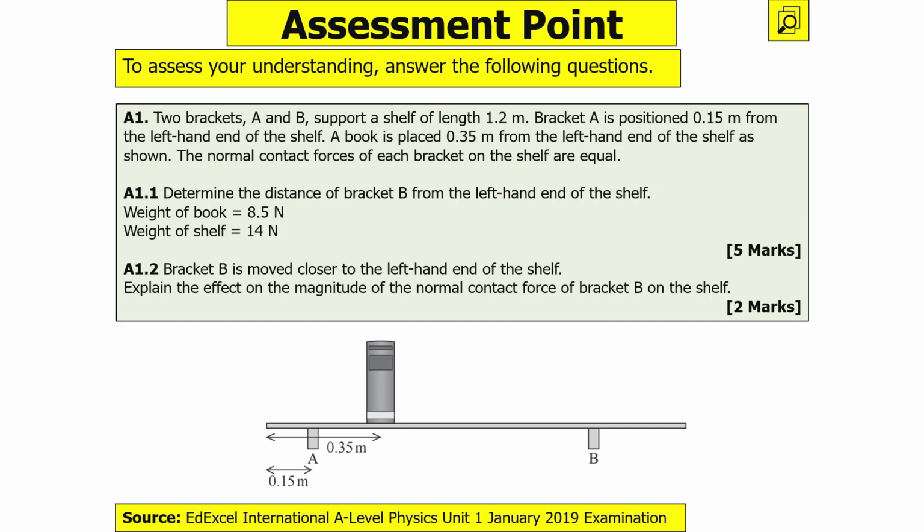Bracket B is moved closer to the left-hand end of the shelf. Explain the effect on the magnitude of the normal contact force of bracket B on the shelf. So, pause the video now, then unpause the video and you'll want to go through your answer.